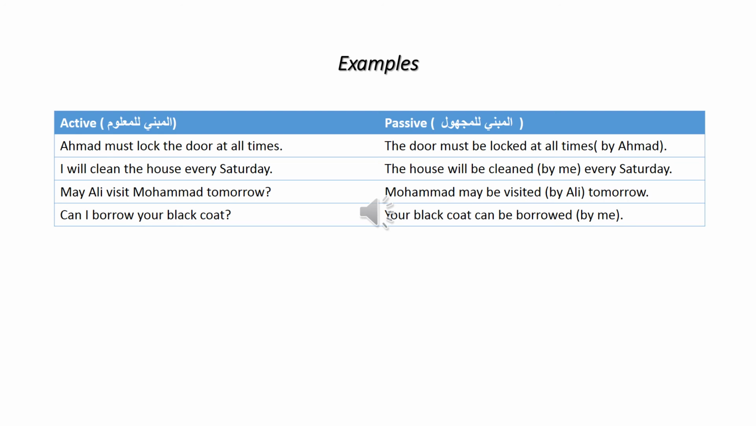Here, this question, can I borrow your black coat? You have to start with the object, your black coat, then the modal, then be, then the verb 3, past participle. At the end of this sentence, you can write or put the subject, and you have to put it between brackets, and before the subject you have to write by me.